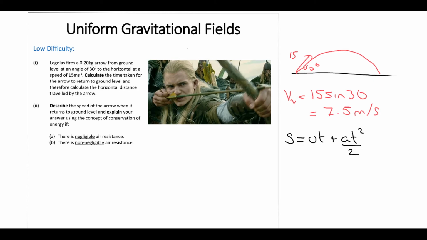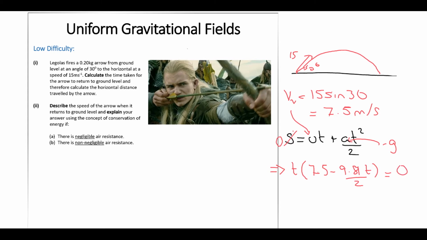So let's do some cancelling out. We know that S is 0 when it returns to the ground. We know that V is this U value, and we know that the A is going to be minus G, because it's acting against the vertical velocity. So let's put that all together. We know that T times (7.5 minus 9.81 T over 2) is equal to 0.